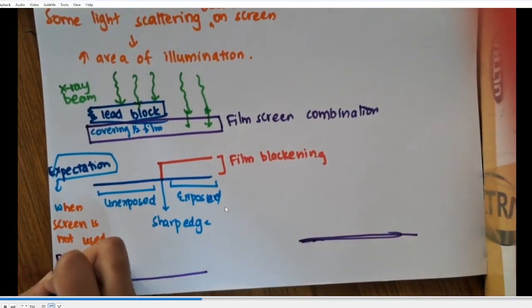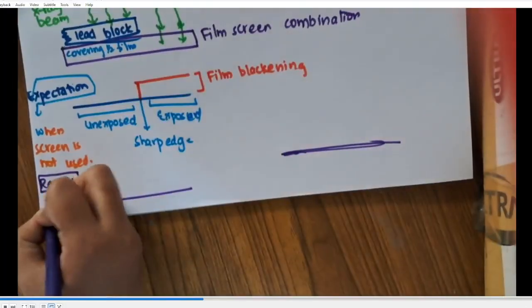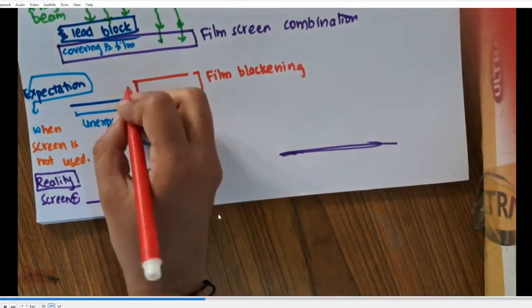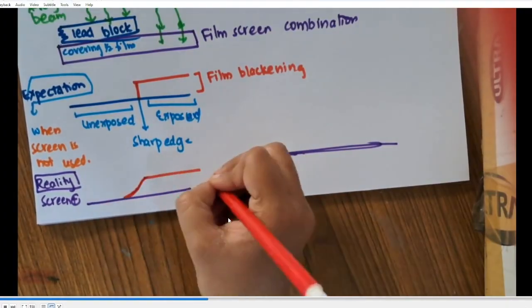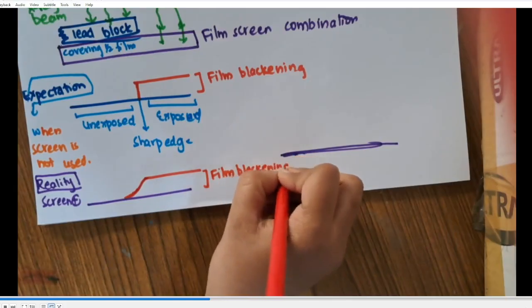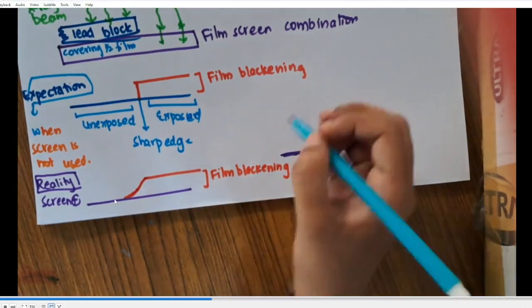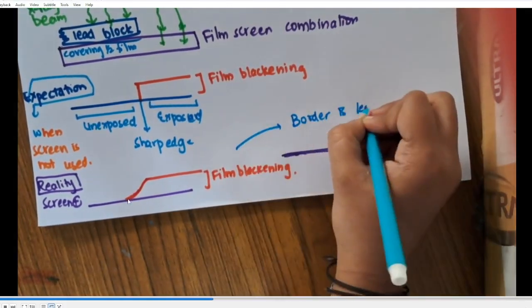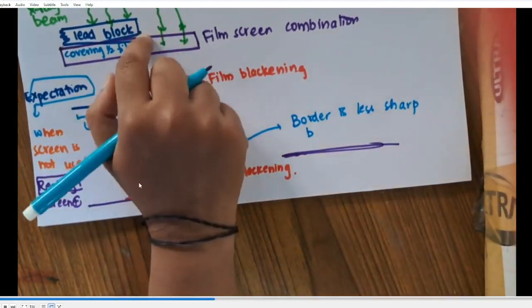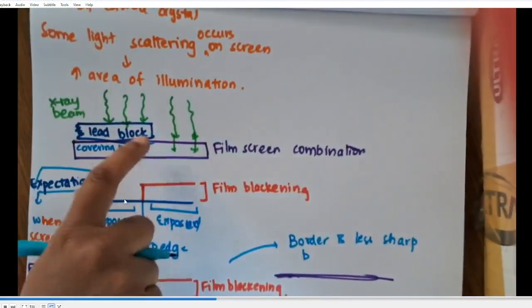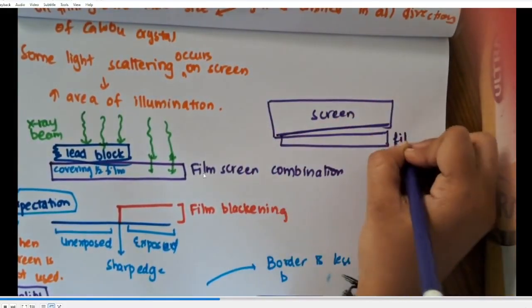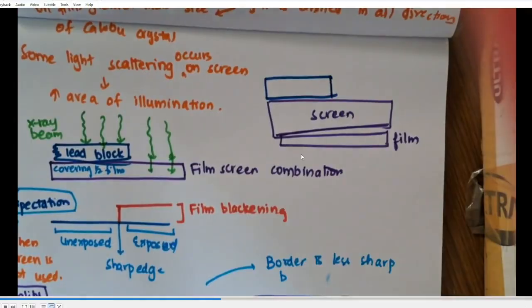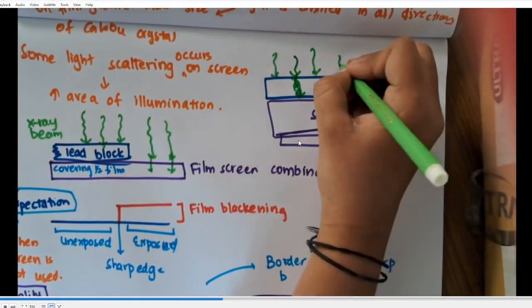in reality, when a screen is used, there is some amount of film blackening, and here there is a gradual change. The border is less sharp, and actually there is a gradual change from exposed to unexposed regions. So this gradual change is because of the diffusion.